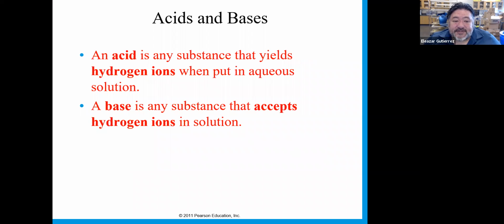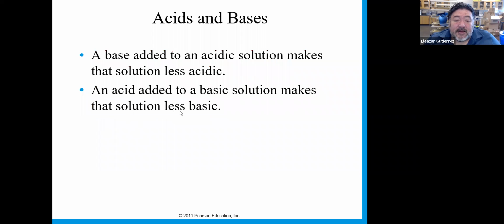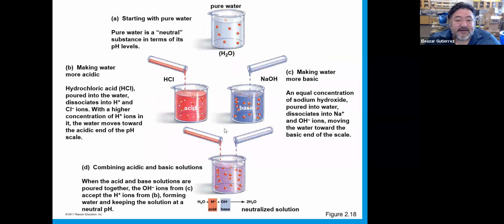Acids and bases. Here's the last topic. By definition, an acid is any substance that yields hydrogen ions when put in aqueous solution. A base is any substance that accepts hydrogen ions in solution. That's key. That's important to remember. A base added to an acidic solution makes that solution less acidic. That's almost common sense, isn't it? An acid added to a basic solution makes that solution less basic.